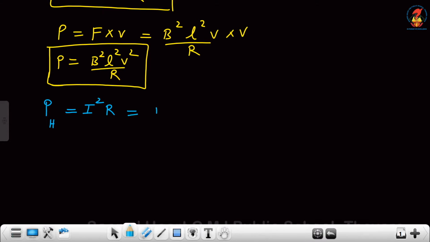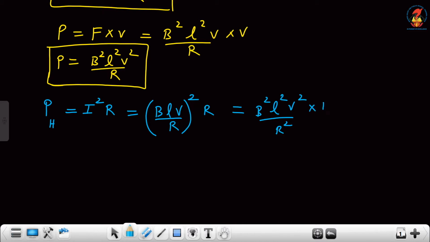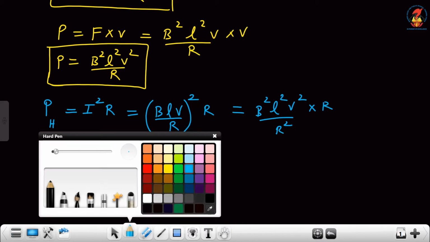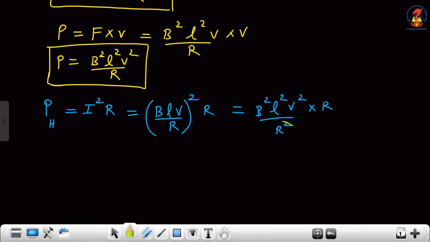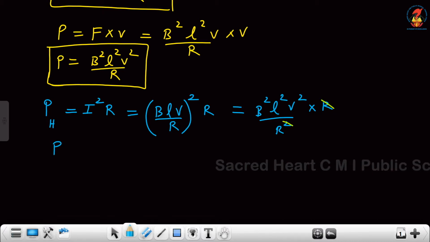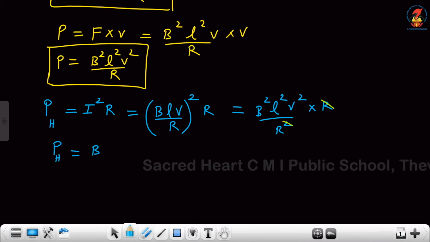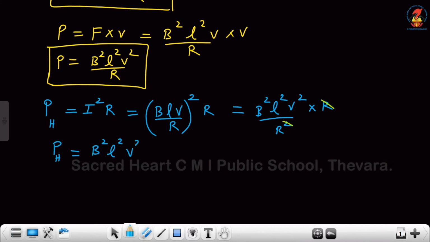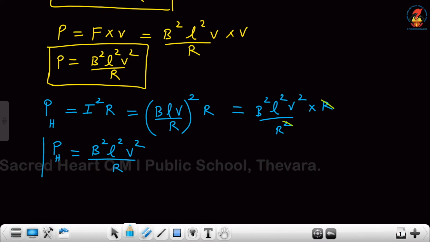We already know the equation for I. It is BLV by R. So I square into R, we get the answer as B square L square V square by R square into R. So this R square and R get cancelled, and our final expression will be PH is equal to B square L square V square by R.